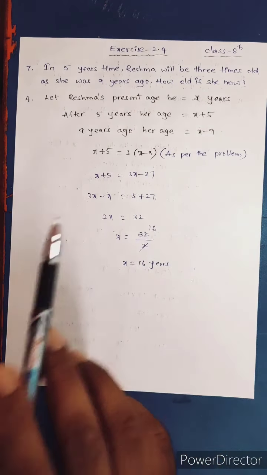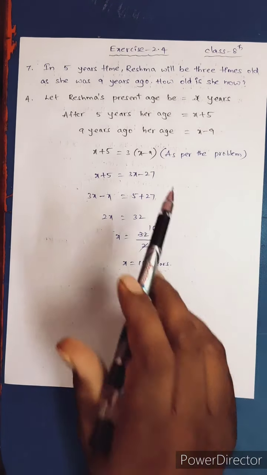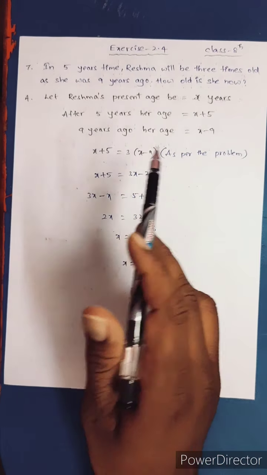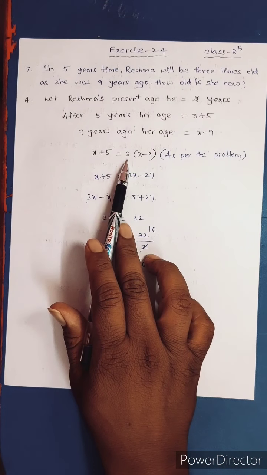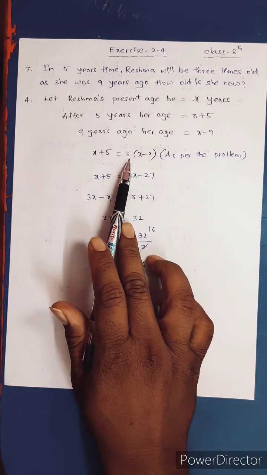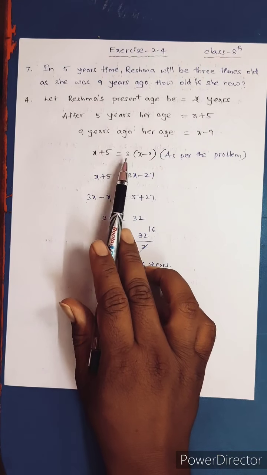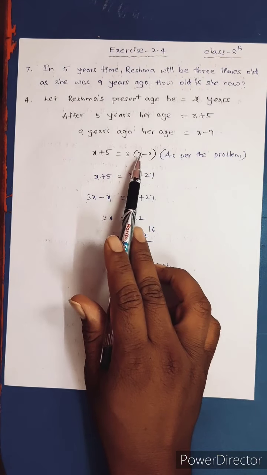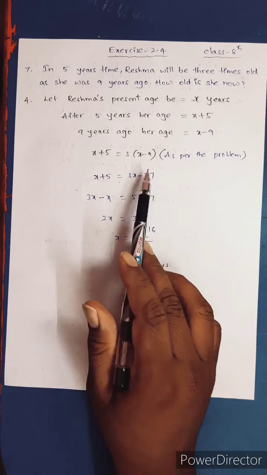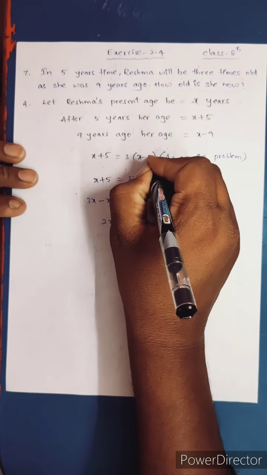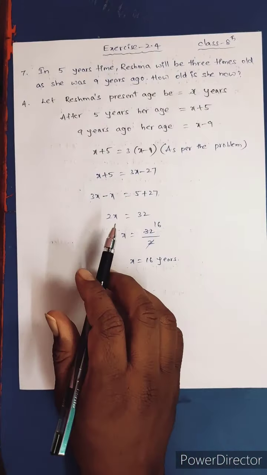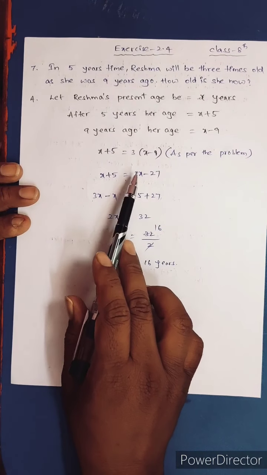Compare the condition: she will be 3 times as old as she was 9 years ago. So you multiply by 3 the age 9 years ago. x plus 5 is equal to 3 times x minus 9. 3 into x is 3x, minus 3 9s are 27.